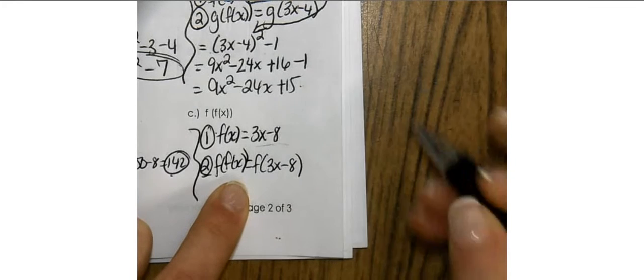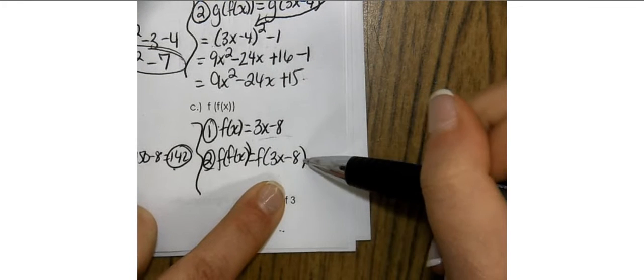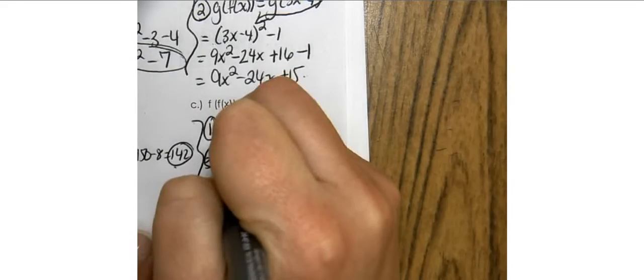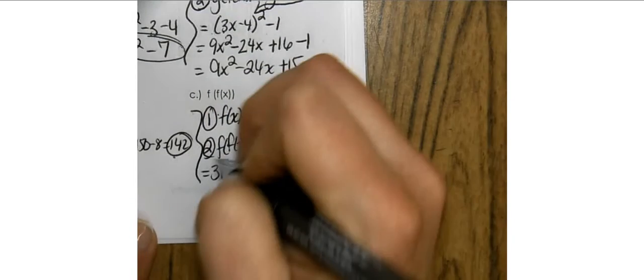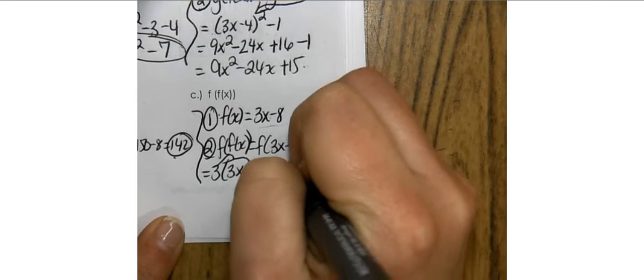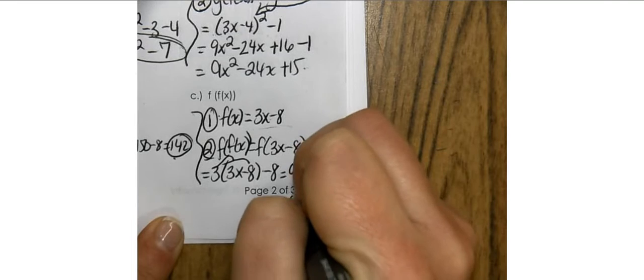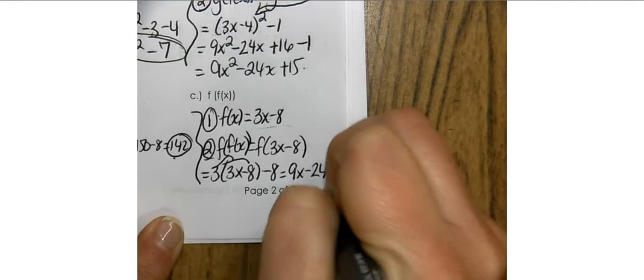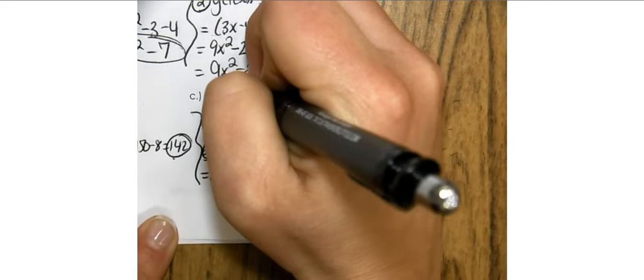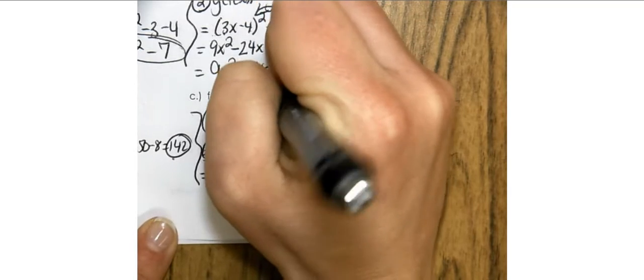So f of 3x minus 8. So that means I'm going to substitute 3x minus 8 in for x. So this is going to be equal to 3 times (3x minus 8) minus 8. I'm going to use the distributive property to get 9x minus 24 minus 8. And that's going to be equal to 9x minus 32. So f of f of x is 9x minus 32. And that is your answer.